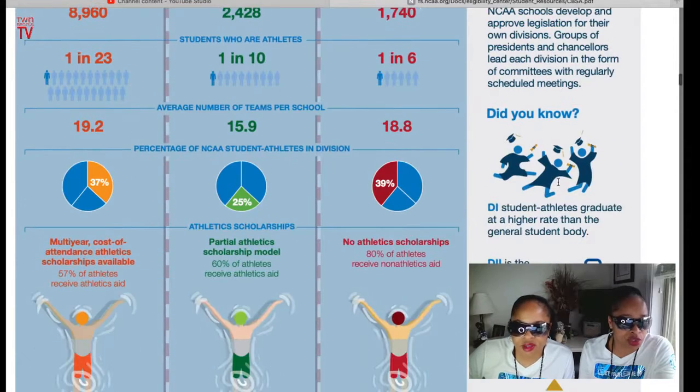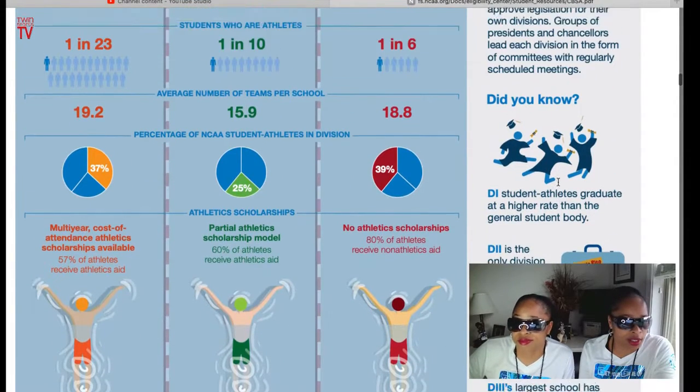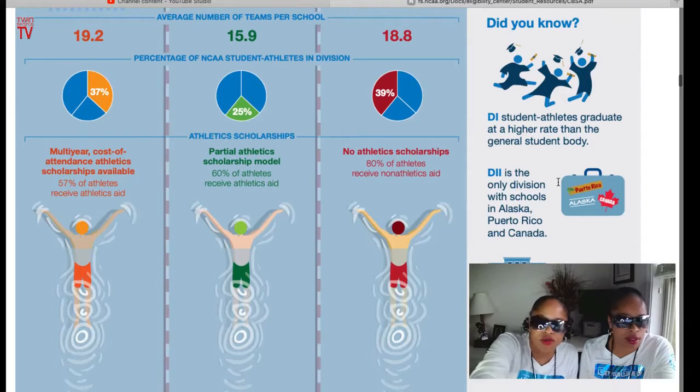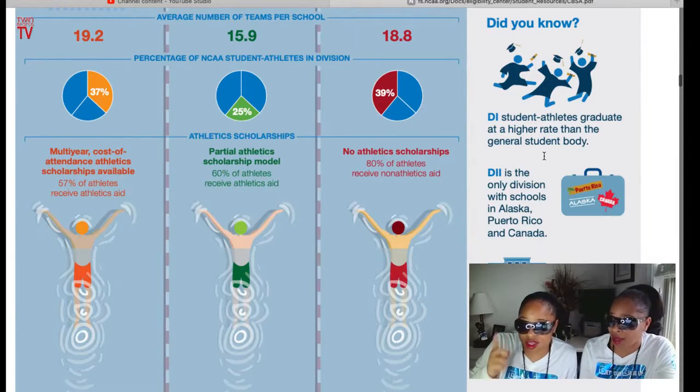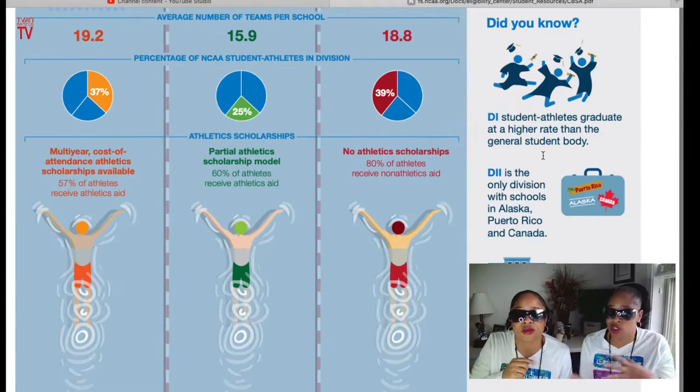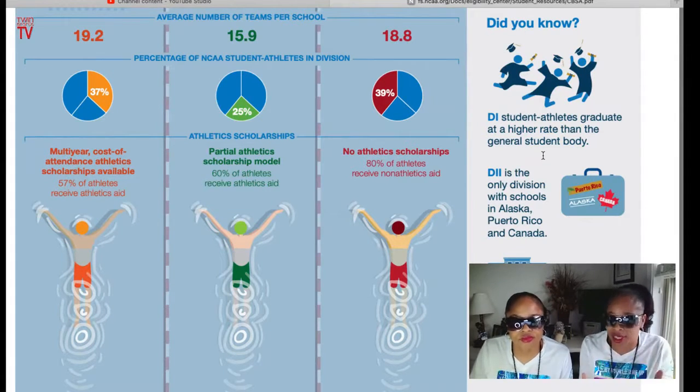And then it says, did you know? Did you know this? Right. This is a good one right here. D1 student athletes graduate at a higher rate than any general student body. Wow, that's interesting. So if you're enrolling as an athlete, you graduate at a higher percentage. The rates are higher for athletes.